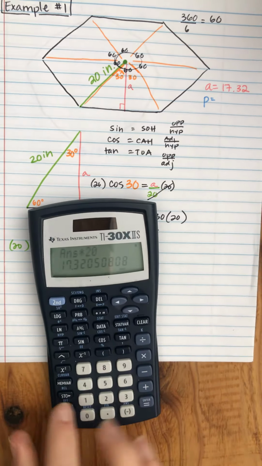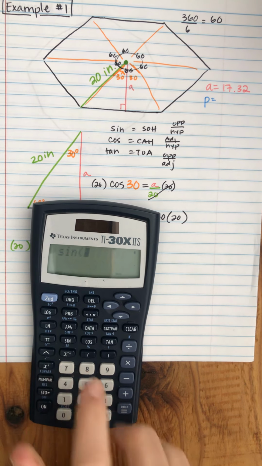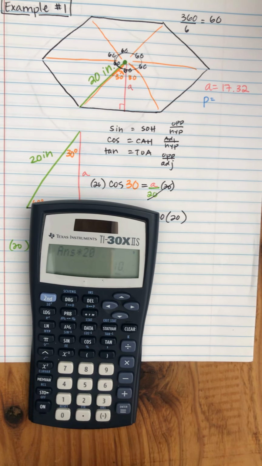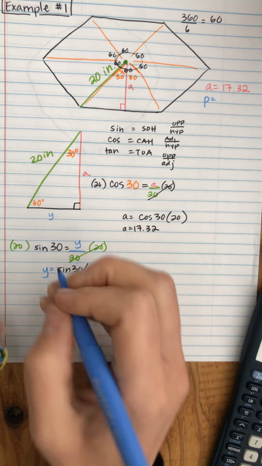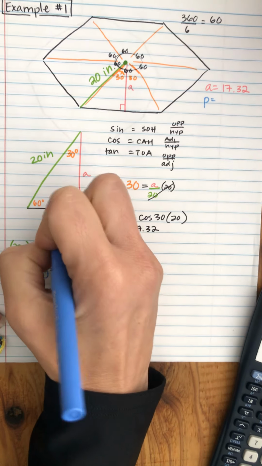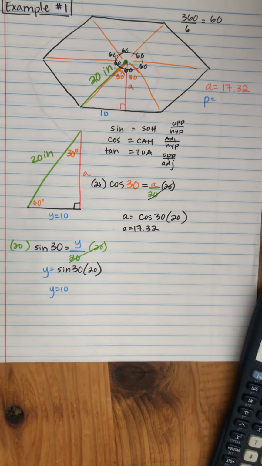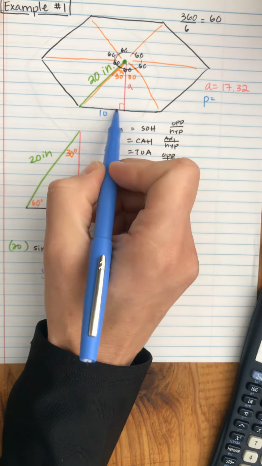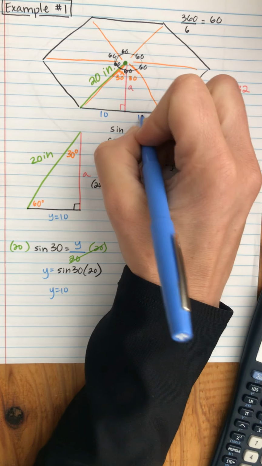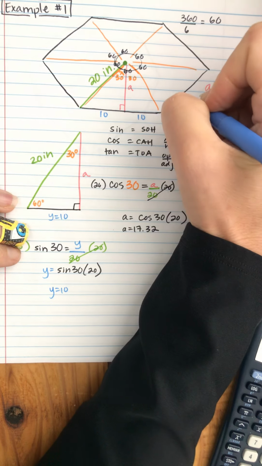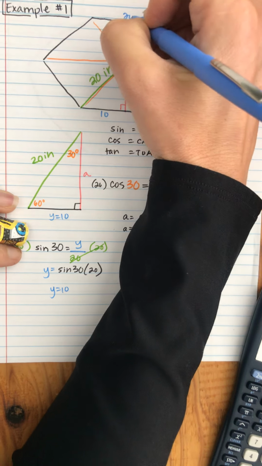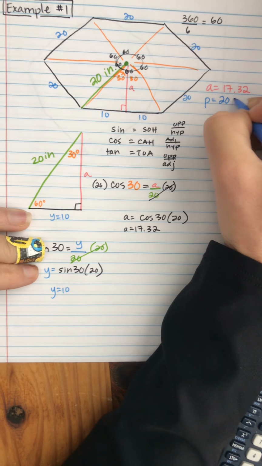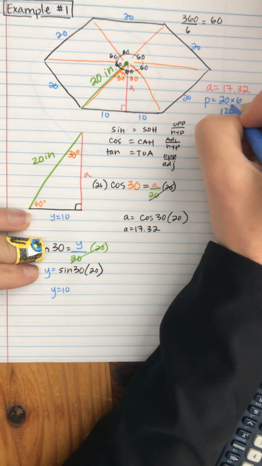So let's use our calculator. I have the sine of 30 equals 5/10 times 20, which equals 10. So y equals 10, which means that this short side here is 10. Now, I can't multiply 10 times 6 because 10 is not the length of one side. 10 is just the length of this part of the right triangle, which means that this is 10 as well, which means that all my lengths are actually 20. So my perimeter is going to be 20 times 6, or 120.